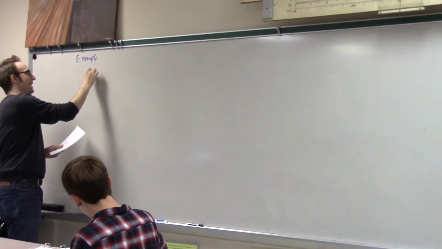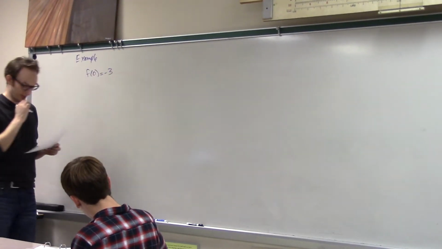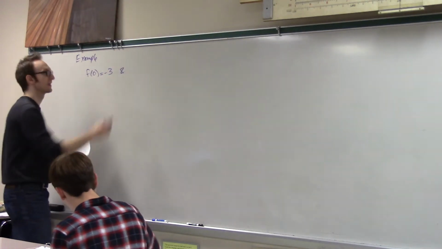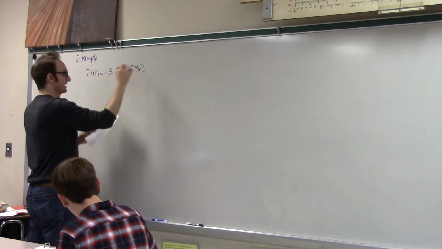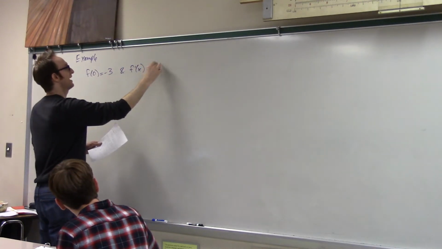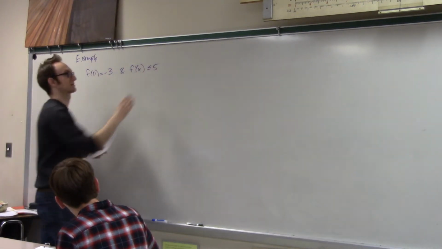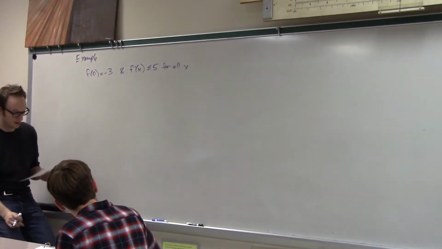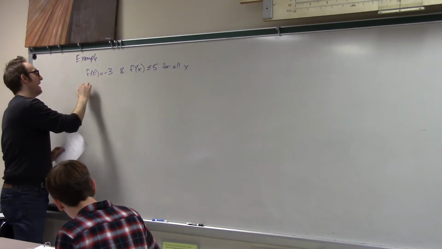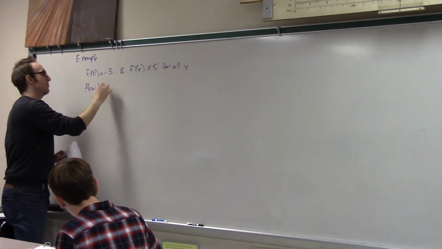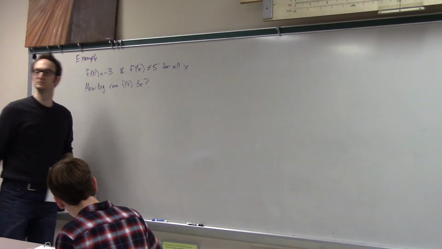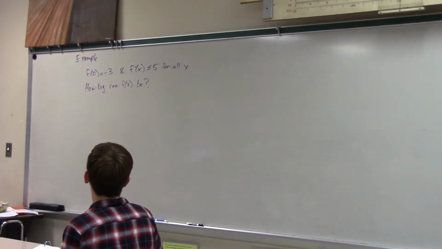Suppose I tell you the following weird pieces of information. I tell you that f of 0 is -3. And the other piece of information is that the derivative is less than or equal to 5 for all x. Alright, question. How big, and don't shout it out, how big can f of 2 be? Alright, think about that.